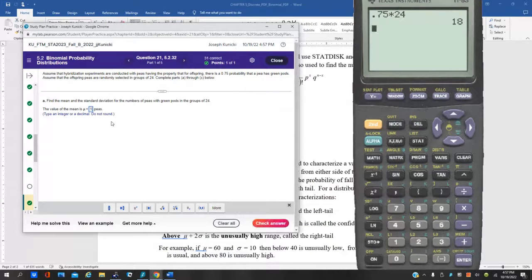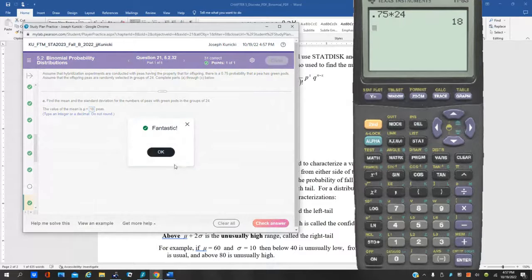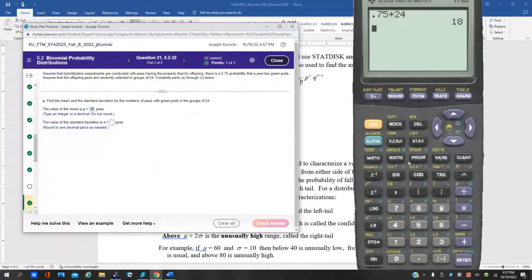That's the population mean. And they want the population standard deviation, sigma. Sigma is the square root of n p q. So that's the square root of n times p times q. q is 0.25, it's 1 minus p. So to one decimal place, 2.1.